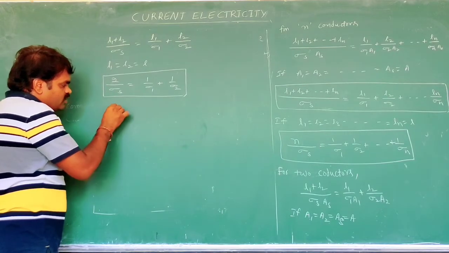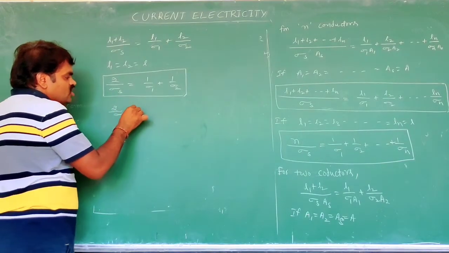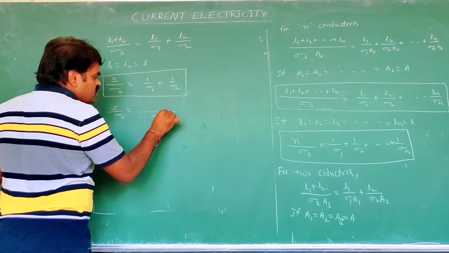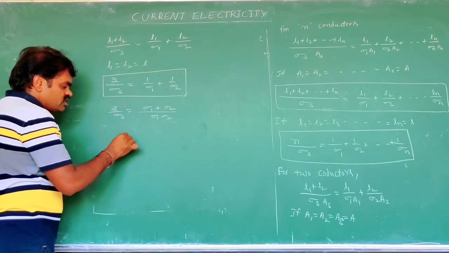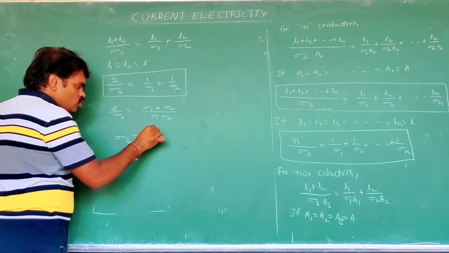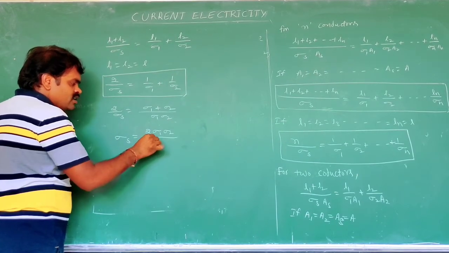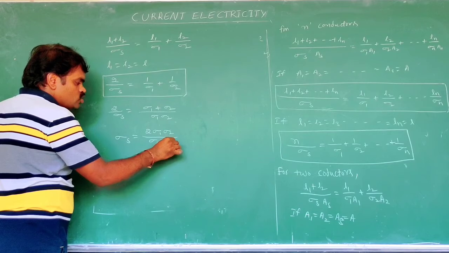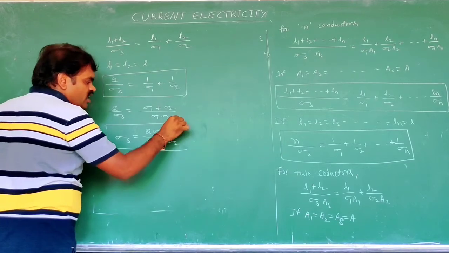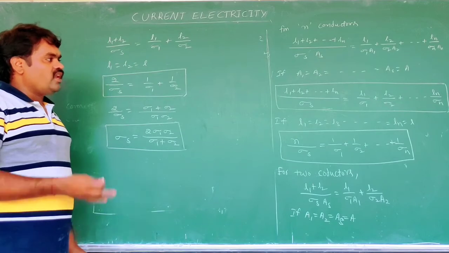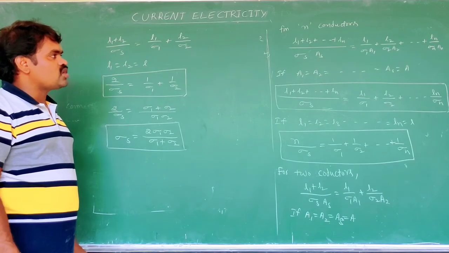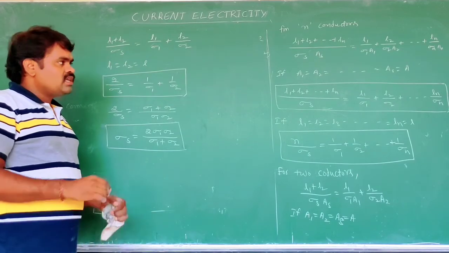Then what do you write? Take LCM: sigma 1 sigma 2 over sigma 1 plus sigma 2. Then cross multiplication gives sigma S equal to 2 sigma 1 sigma 2 by sigma 1 plus sigma 2. It's very important. This is for conductivity and resistivity in the series combination of conductors.